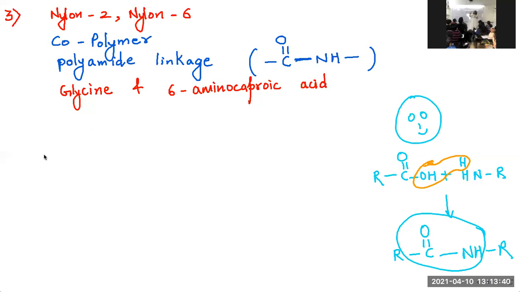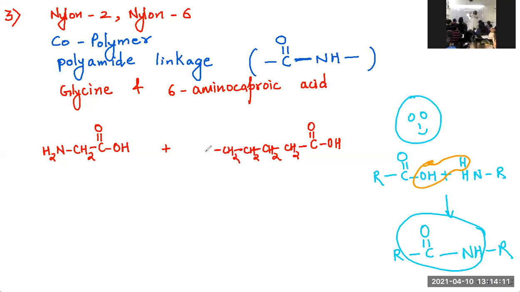Now you all know what is glycine. The only alpha amino acid which is not having a chiral carbon. 6 amino caproic: caproic means 6 carbons. 1, 2, 3. You know, in acid, we have to count the carboxyl carbon also as one of the carbons. 4, 5, 6, and an NH2.